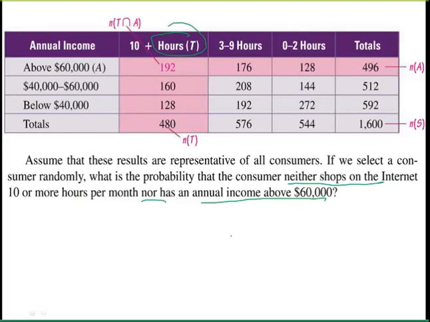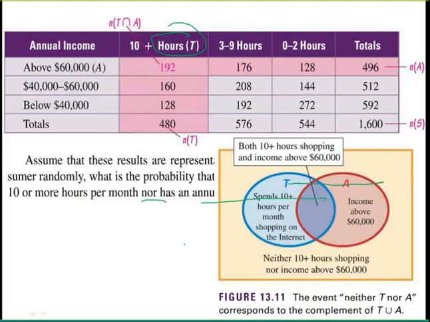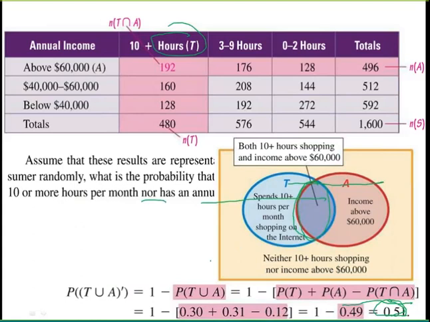So it's a very interesting wording on the question. And so what we're looking at here is we're trying to figure out what's this space right here that has the overlap, because this is both 10 and has an income above 60,000. So basically we're saying neither nor. So neither T nor A is the complement of the union of them. So neither nor is the complement of the union. Okay, so let's work with that. So if I figure out the union, then I can figure out the complement. I just take 1 minus that.